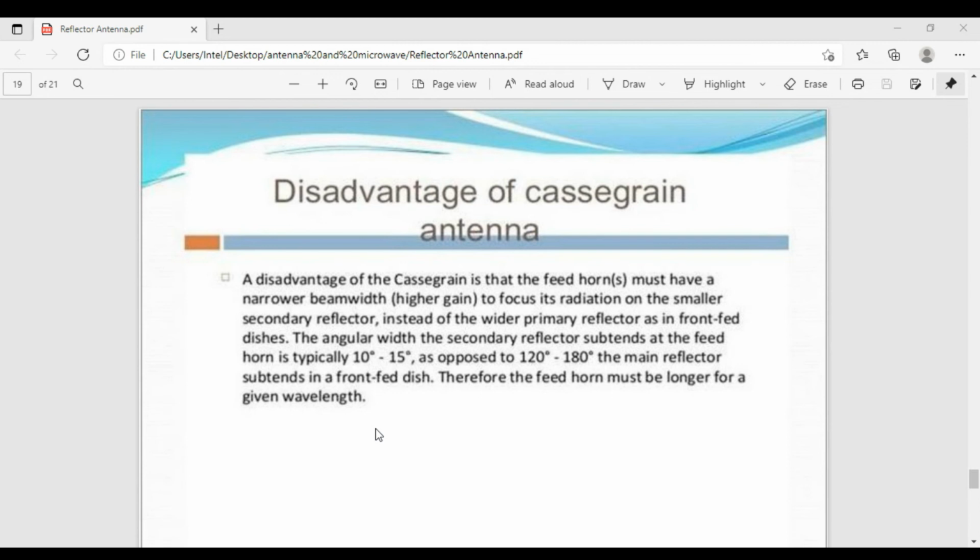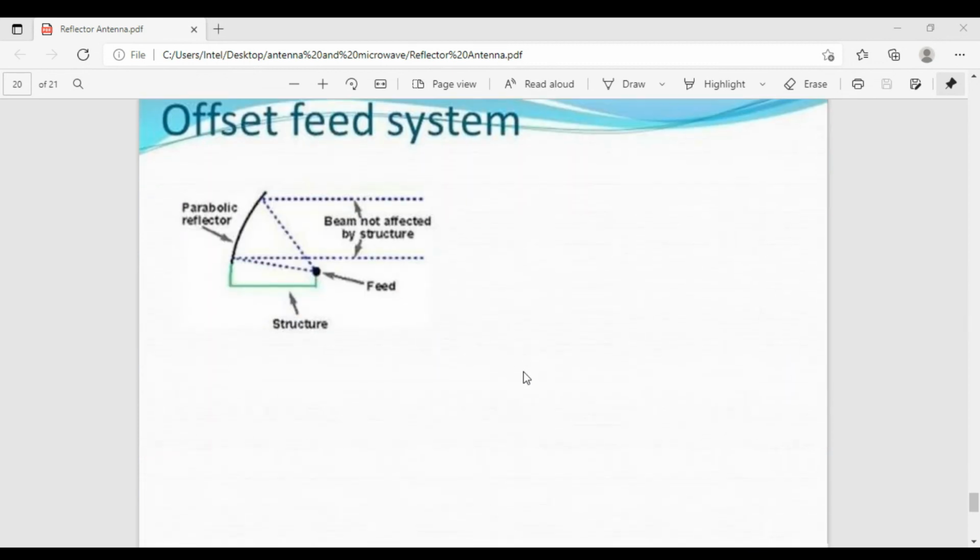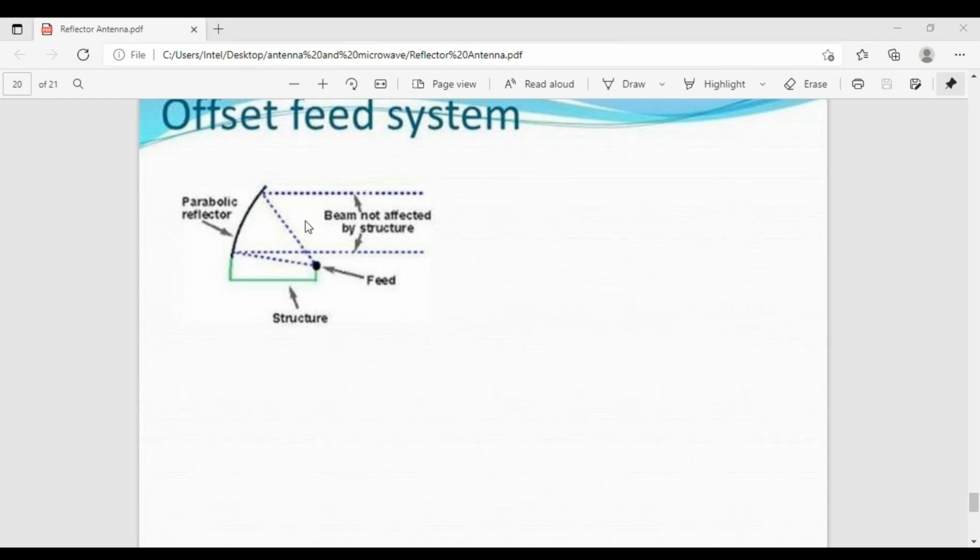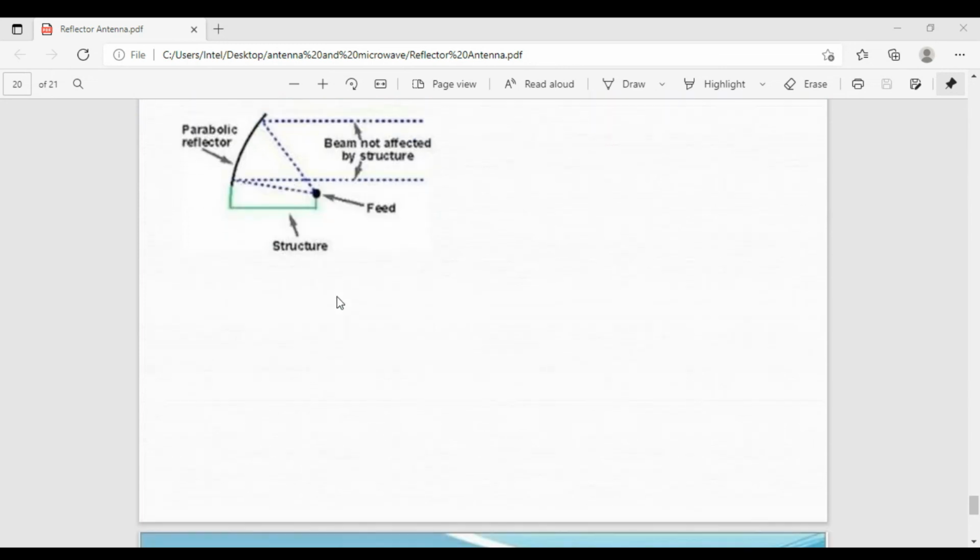Disadvantages: as I already told, the Cassegrain feed system has a disadvantage named blocked rays. A disadvantage of the Cassegrain is that feed horns must have a narrower beam width to focus their radiation on the smaller secondary reflector instead of the wider primary reflector as in front fed dishes. So here it is the angular width, so it can be located at an angle. In order to avoid the blocked rays issue, the offset feed system is introduced. Whatever the feeding method may be, the horn antenna or dipole antenna, it should be located in an offset, slanting manner.